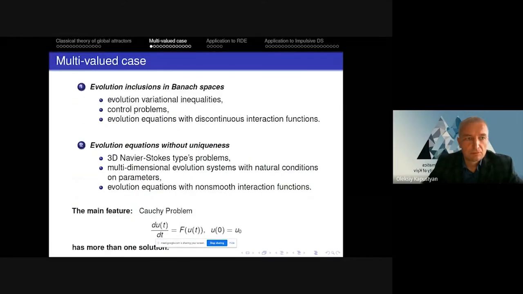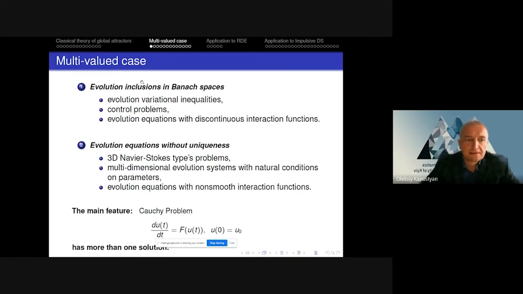So now let's consider the multivalued case. What I mean by multivalued case is the case when the Cauchy problem, so our initial value problem, has more than one solution. And surprisingly, there are many problems that naturally appear in applications which lead to this difficulty, to this problem, the lack of uniqueness.